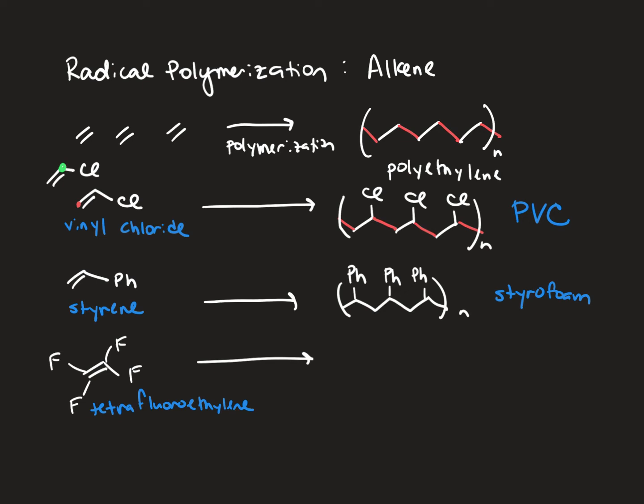And then tetrafluoroethylene, this is going to operate the same way, only each carbon now is going to have multiple fluorines. So again, I'm only going to show 3 monomers, but each carbon here has 2 fluorines coming off of it. This is our tetrafluoroethylene polymer, and that tetrafluoroethylene polymer is known as Teflon.